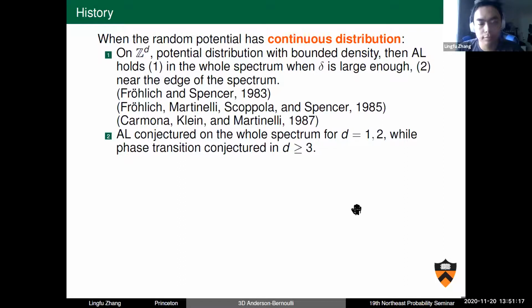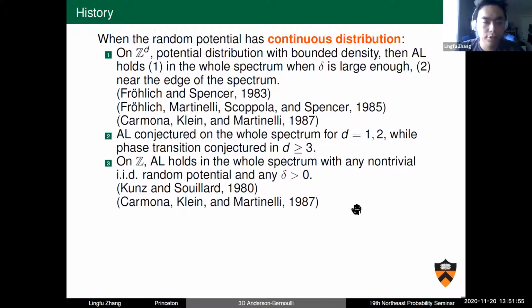So let me just mention a bit about the general picture of this. It was proposed by physicists, and they also have some heuristic arguments, which say that for dimension 1 and 2, Anderson localization is conjectured to hold in the whole spectrum, for whatever non-trivial i.i.d. potential you have. Whereas for dimension greater than or equal to 3, people believe that there is a phase transition if your disorder strength is not large enough, meaning that in the bulk, people would expect delocalization, and you have continuous spectrum rather than pure point spectrum.